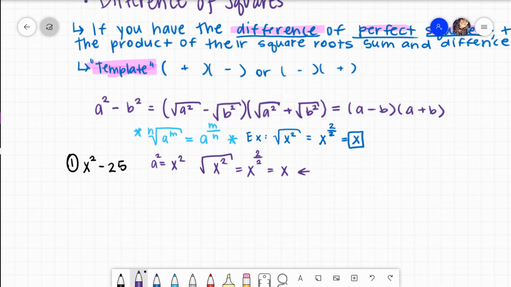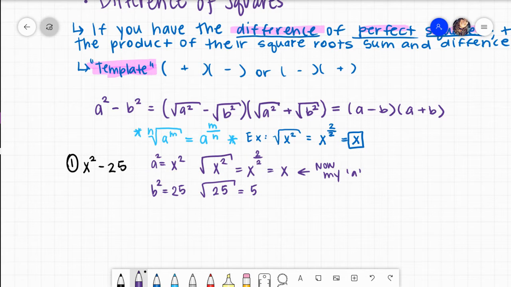This is now my a. Now let's do the same thing with 25, okay? My b squared is the value 25. I see in my formula, I'm going to take the square root of b squared, which is 25. The square root of 25, use your calculator, you'll get a whole number 5, which means it is a perfect square, correct?